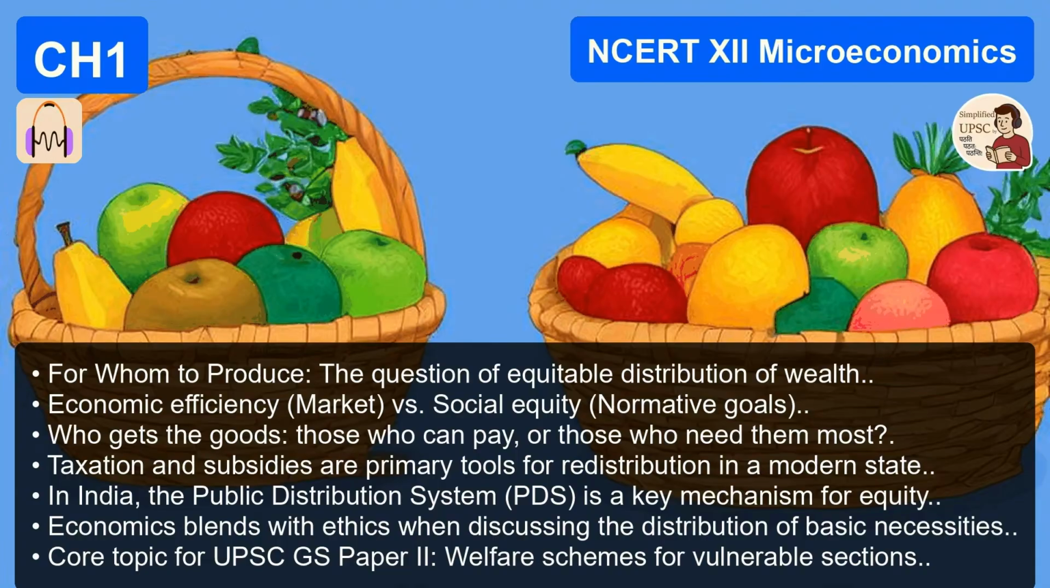Okay, so that sets the stage. Moving on to Section 2. We know we have to make choices. We know resources are scarce. But who gets to make these choices? The textbook calls this organizing the economy.